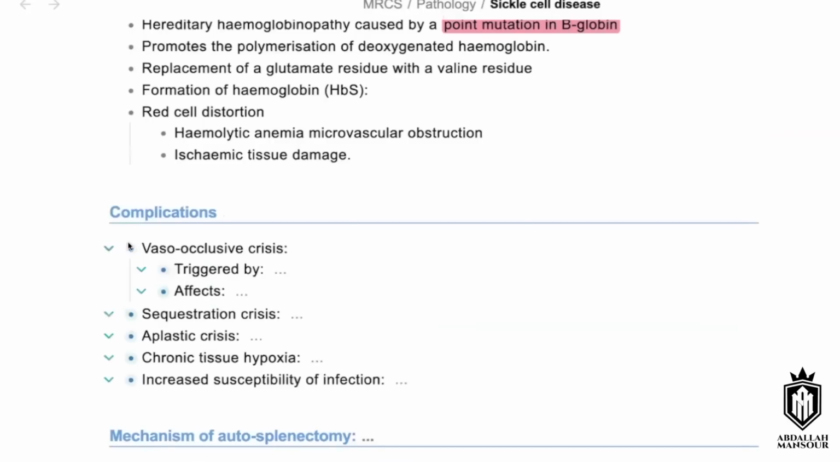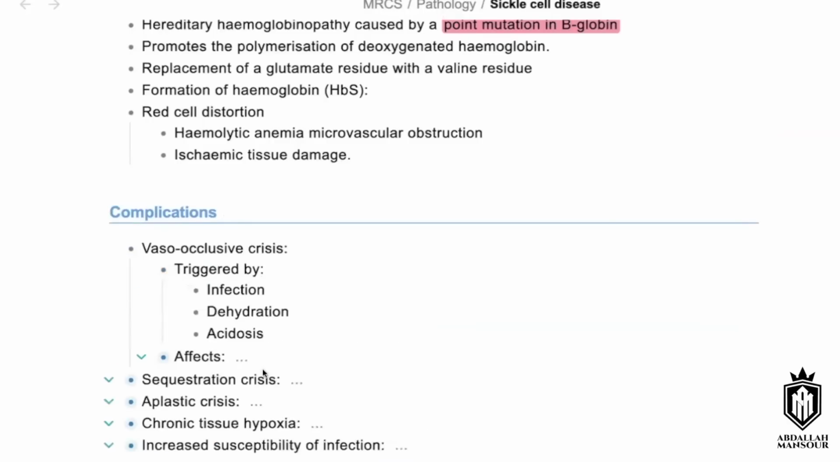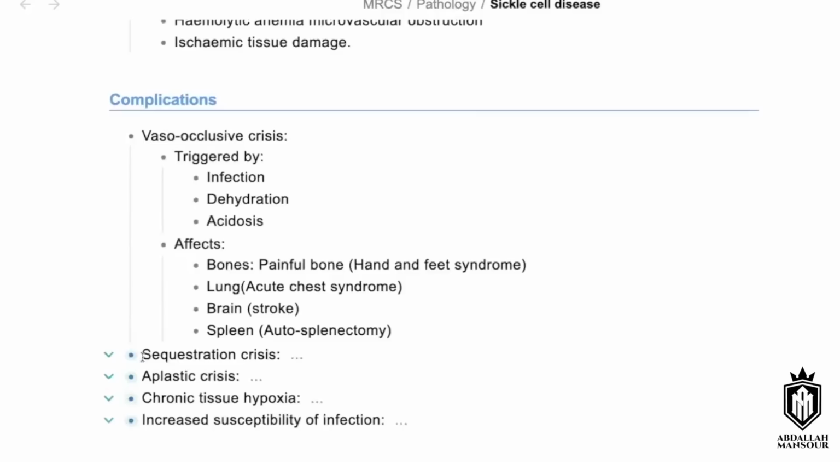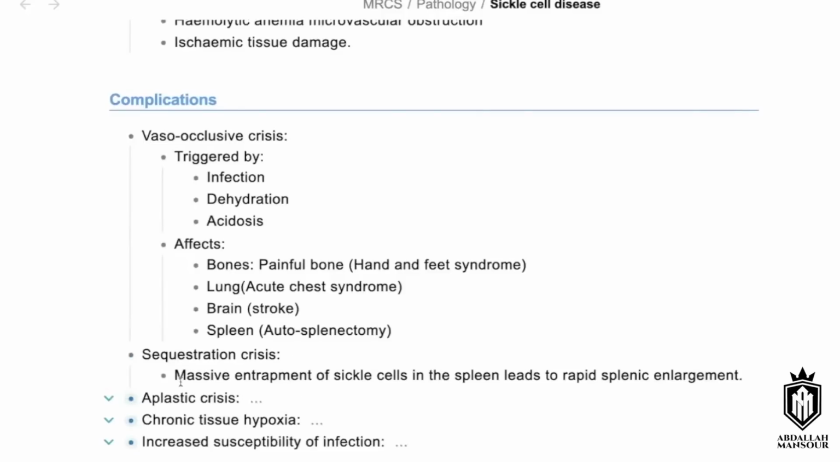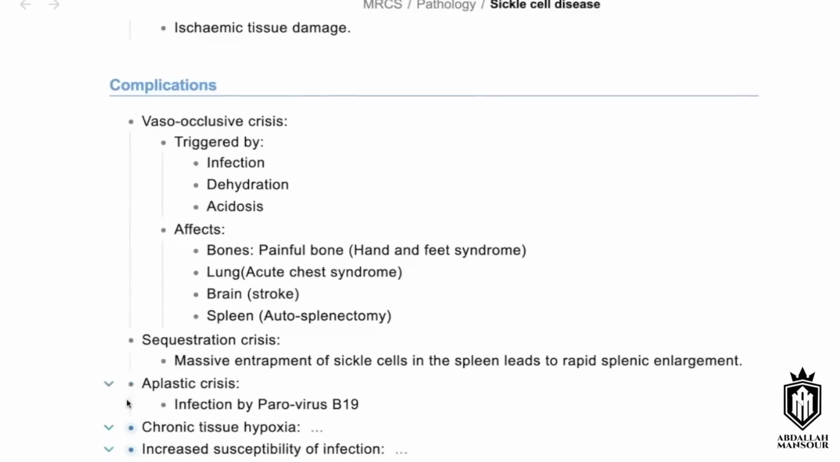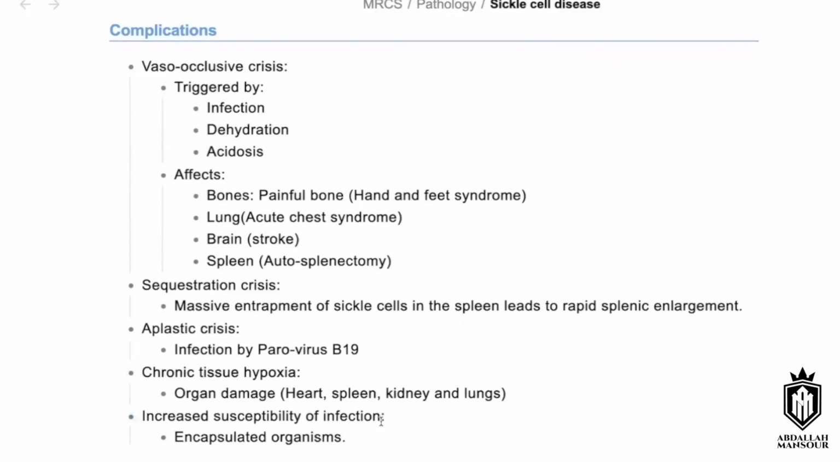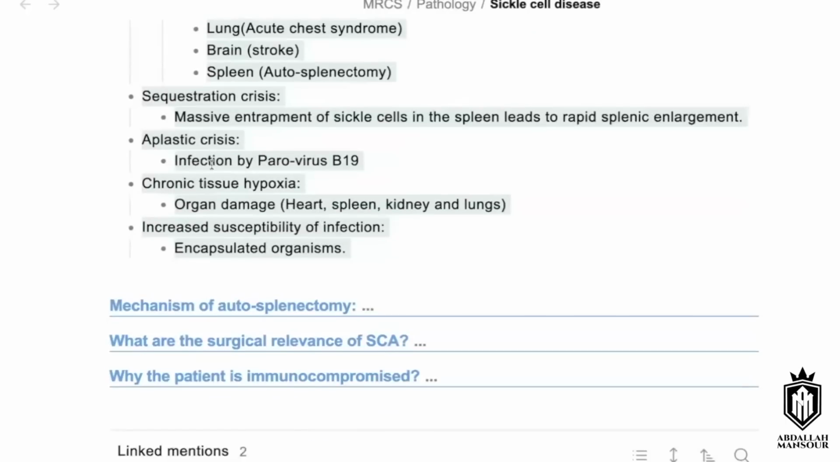Vascular occlusive crisis is triggered mainly by infection, dehydration or acidosis, and it can affect your chest, the hand, the brain, the spleen, etc. Sequestration crisis is a very painful crisis, which leads to massive entrapment of sickle cells in the spleen, causing splenic enlargement. Aplastic crisis is pancytopenia, especially with parvovirus B19. Chronic tissue hypoxia leads to organ damage and increased susceptibility to infection, especially with encapsulated organisms, and this is due to autosplenectomy. You just want to be more comprehensive when it comes to this question.